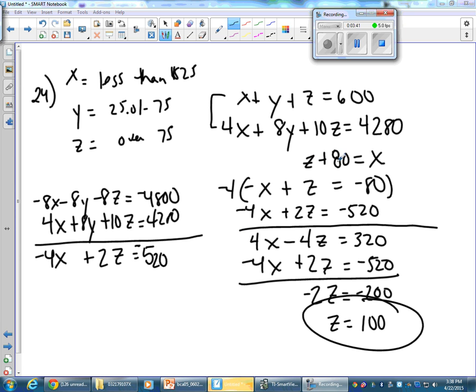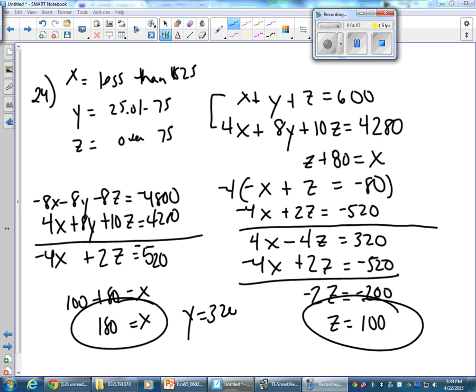That means they sold 100 packages that cost over $75. Now look here at this equation. If I take z and I add 80, I should get x. So z plus 80 equals x means I had 180 packages that were the small ones that cost less than $25. And remember, there was a total of 600 packages. So if you add 100 and 180, that means that there has to be 320 of the middle packages in order for it to total up to 600.